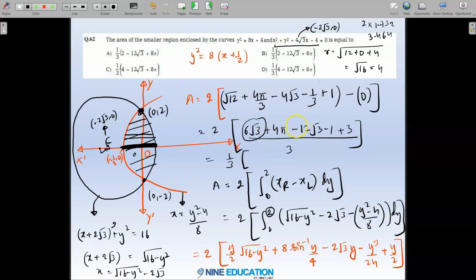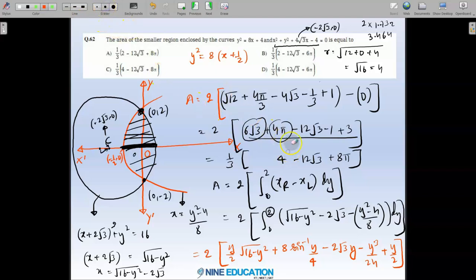After calculation, this is 6 root 3 minus 12 root 3. It is going to be minus 6 root 3. After multiplication with 2, we will be left with minus 12 root 3, and 4 pi after multiplication with 2 will be 8 pi. 3 minus 1 is 2. 2 into 2 will be getting 4. So we'll have 4 minus 12 root 3 plus 8 pi inside the bracket.